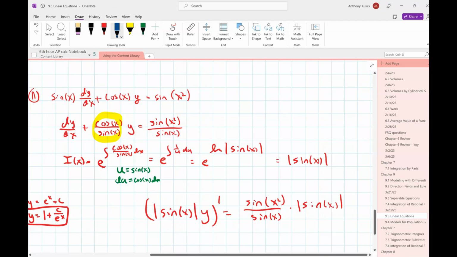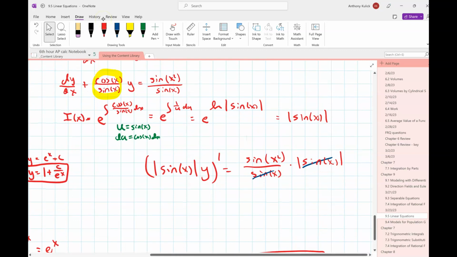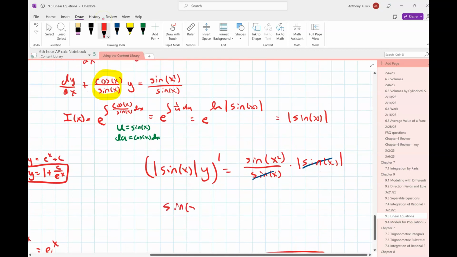Okay. Why did they drop the absolute value here? Let me think for a minute. Because I'm looking at the answer key, and they've certainly dropped that absolute value on the sine x. I can't figure out why they did that. Let's just pretend that that's okay for a minute, and we'll finish it out, and then we'll come back and think about it a little bit more.